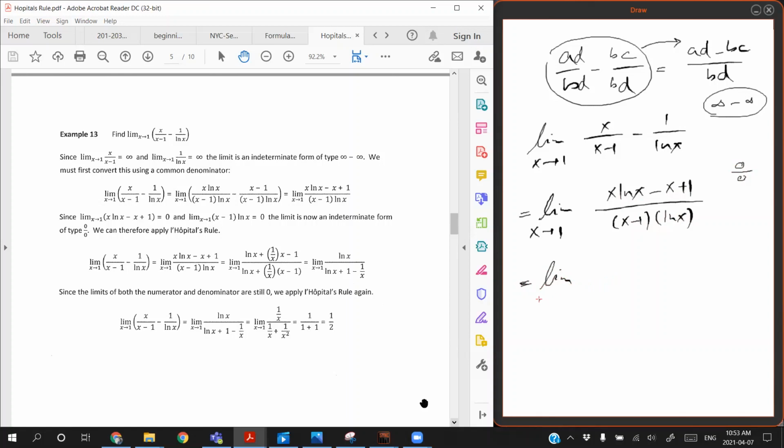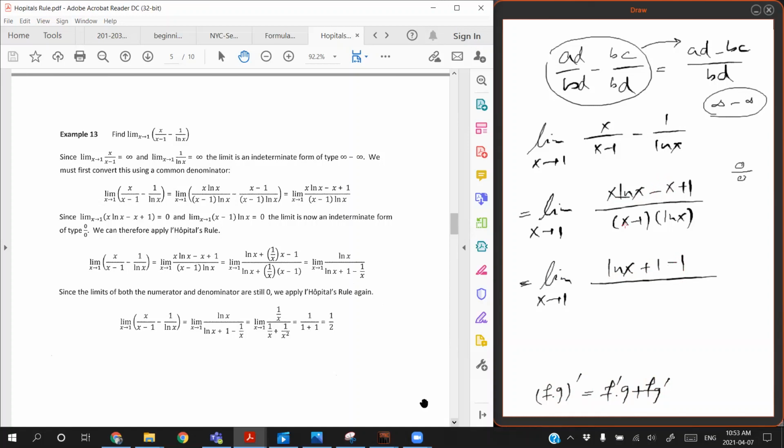Limit as x approaches 1. The derivative of this part here needs the product rule. Yes, so I have two functions, f times g. I want to take the derivative of that. It's going to be f prime times g plus f times g prime. That's the product rule. I need to use that. So the derivative of x is 1 times ln of x plus x times the derivative of ln of x. That's 1 over x. So x times 1 over x, that's 1. Minus 1, the derivative of this part.